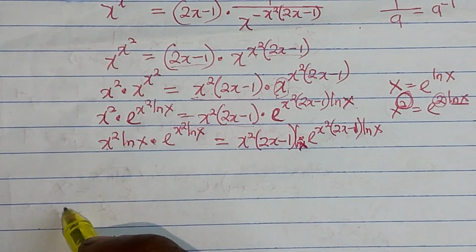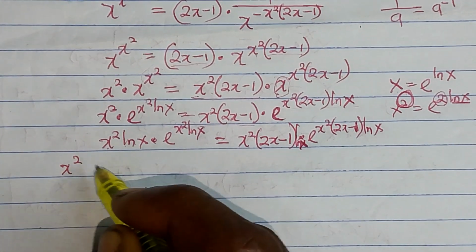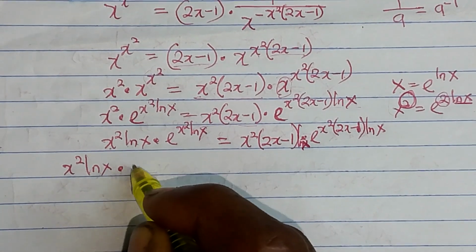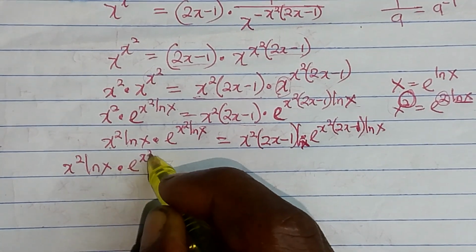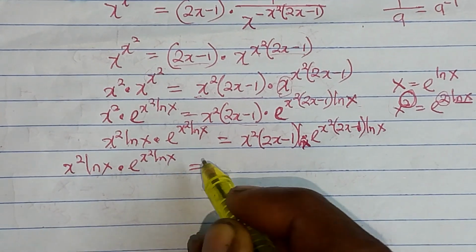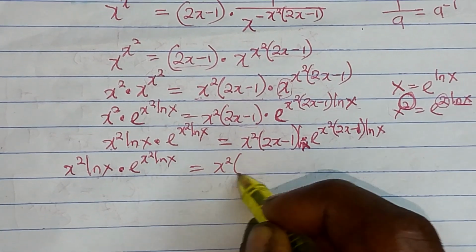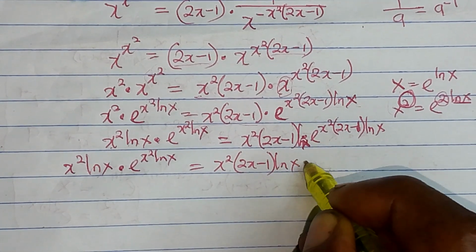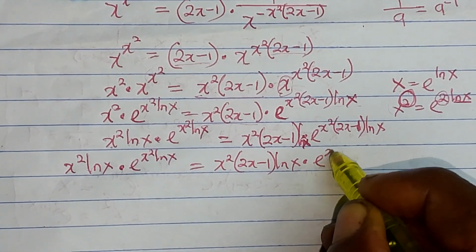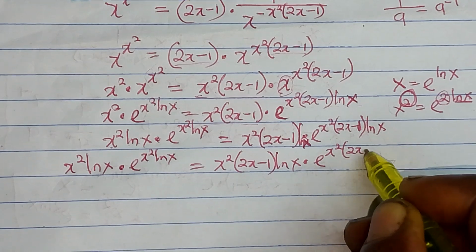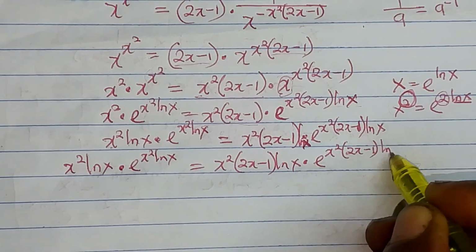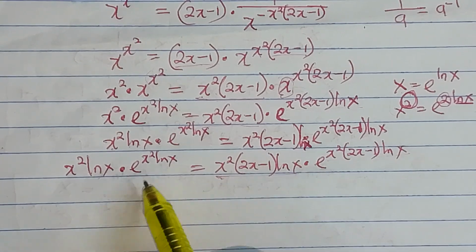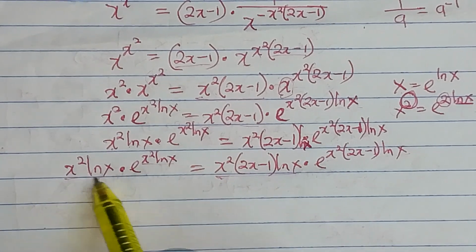So from here, we are now having that x squared multiplied by ln x multiplied by e to the power of x squared ln x is equal to x squared multiplying 2x minus 1 ln x multiplied by e to the power of x squared multiplied by 2x minus 1 ln x. So we see that the power of e here is the same thing as the whole of this, and the power of e here is the same thing as the whole of this.